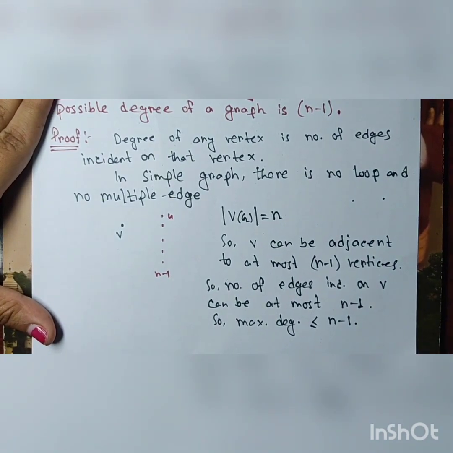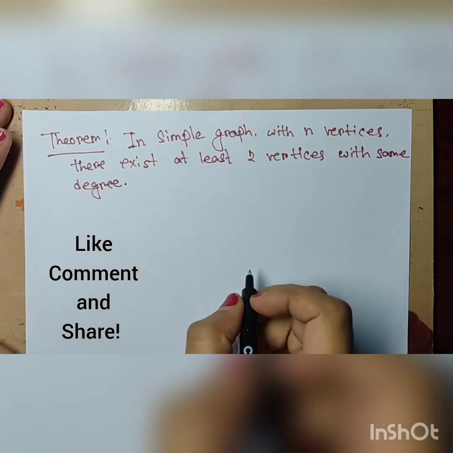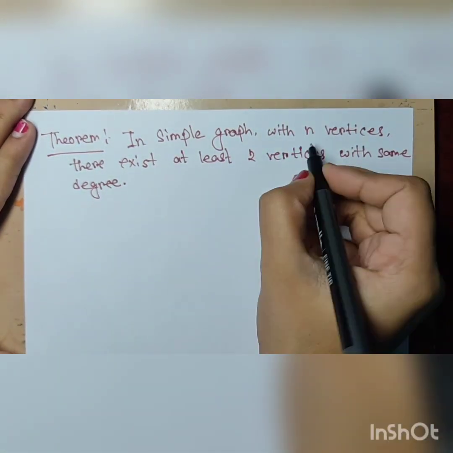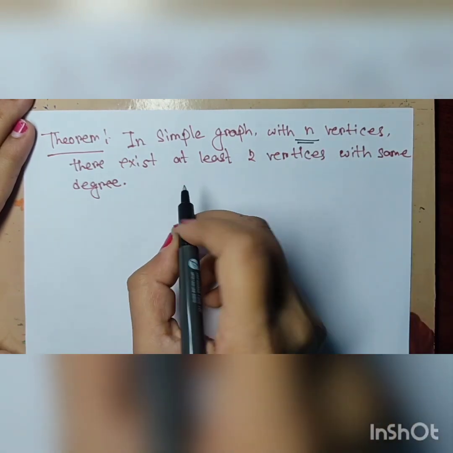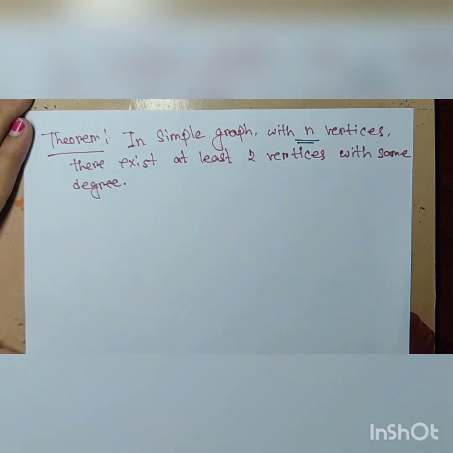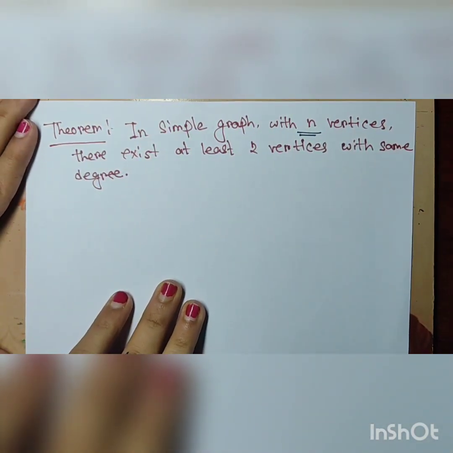Okay, so now we will prove this theorem. This theorem states basically that in any simple graph, if it has n number of vertices, then there exist at least 2 vertices with the same degree. And to prove this theorem, we will use a principle called the Pigeonhole principle. So firstly we will write down the statement of that principle, and then we will start the proof.